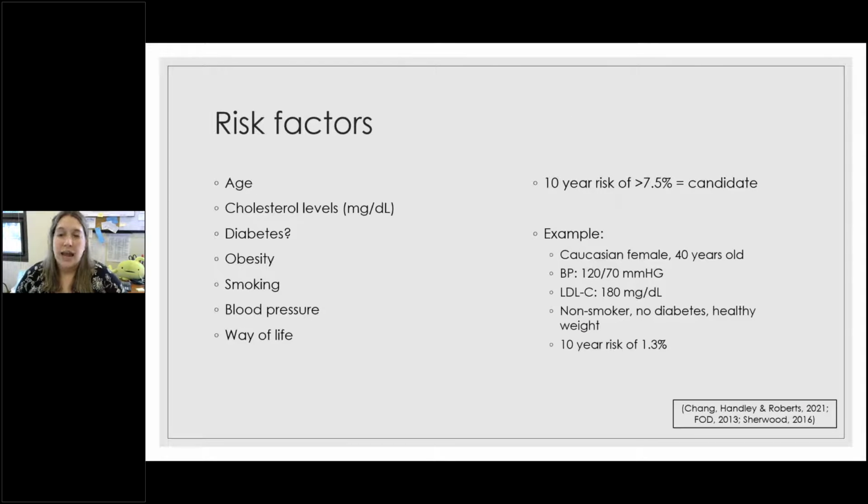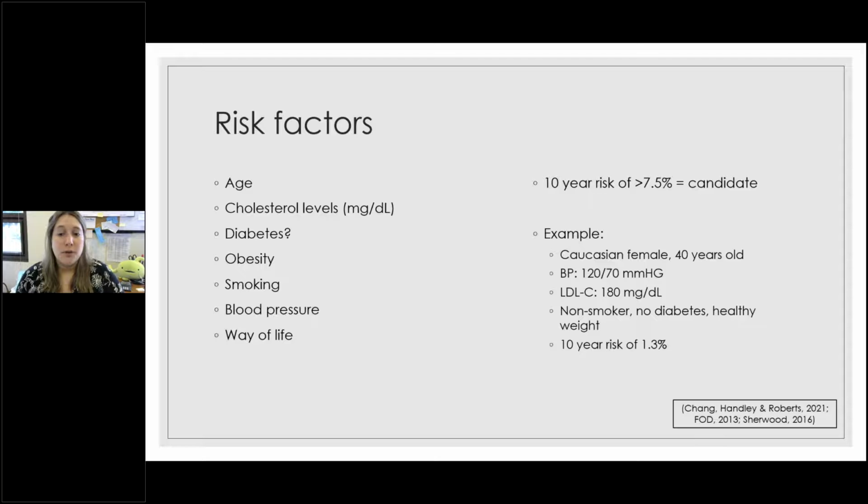Risk factors and the variables for the pooled cohort equation include age, cholesterol levels, whether a patient has diabetes, is obese or smokes, has blood pressure or hypertension, and what their way of life is. The older we get, the more likely we are to form plaque, have raised cholesterol levels, and elevated blood pressure. No one ages the same, so the factors that may affect one person may not affect you.